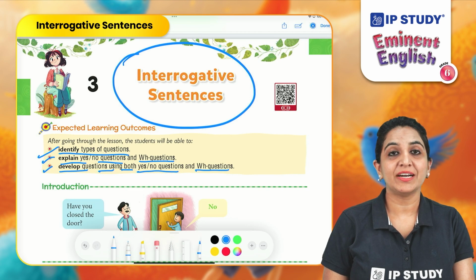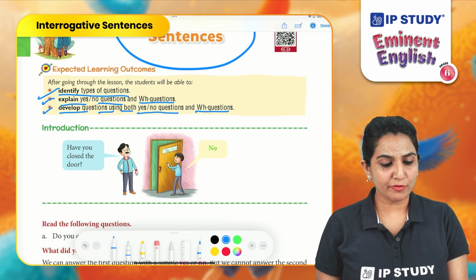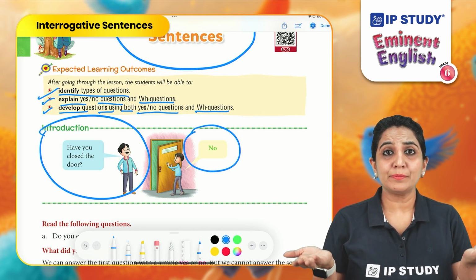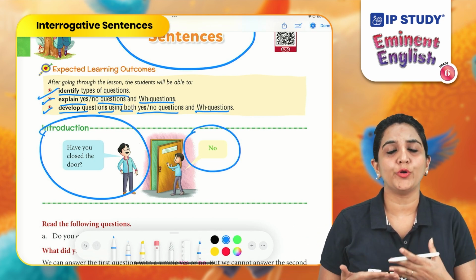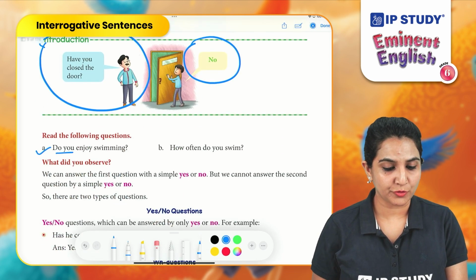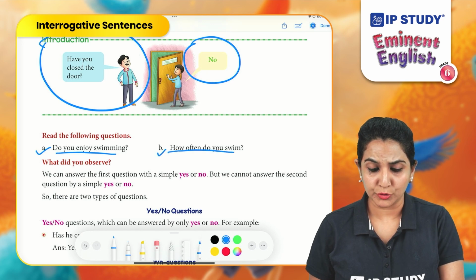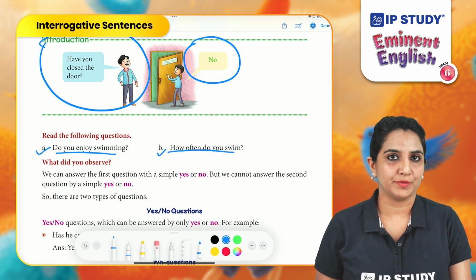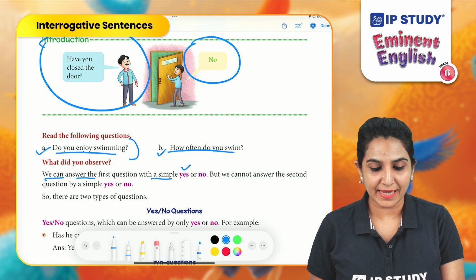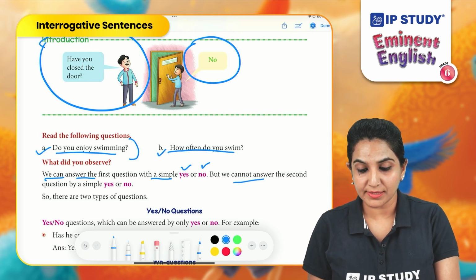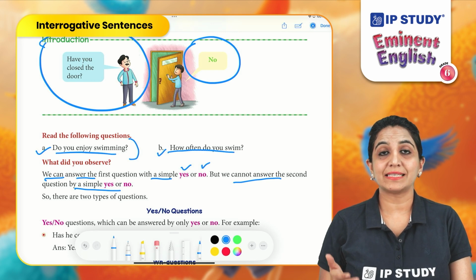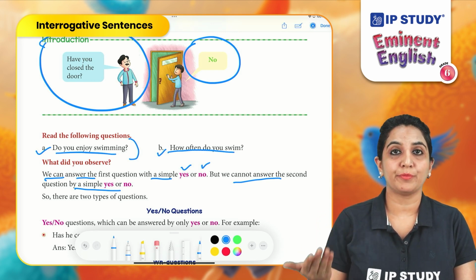Before we dive further, let us study this example. Have you closed the door? Now this type of question simply needs an answer with a yes or no. Let us study some more examples. Do you enjoy swimming? How often do you swim? Now what did you observe? We can answer the first question with a simple yes or no, but we cannot answer the second question by a simple yes or no, because the second question needs more information.